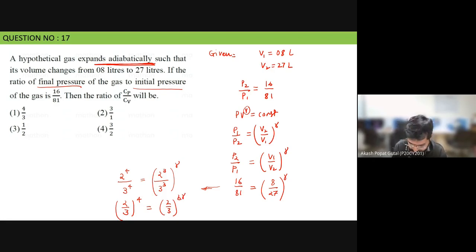We can equate powers, and nothing but 3 gamma is equal to 4. Gamma is equal to 4 by 3. Fine. 4 by 3, the answer is option 1.